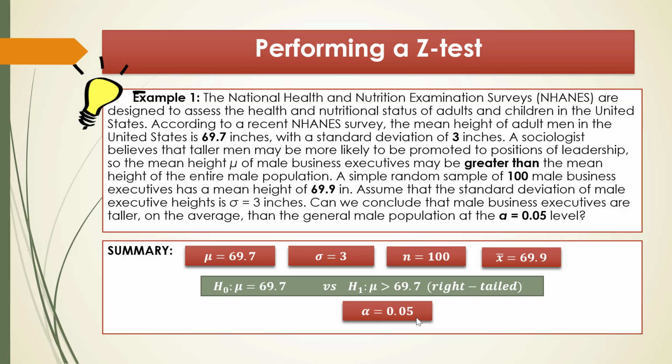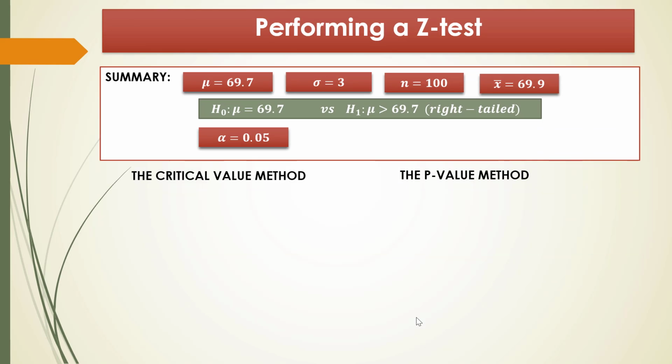Now we have all the numbers set up, so let's perform the test. No matter which method you use, you have to compute the test statistic, and the test statistic here is z equal to x bar minus mu over sigma over square root of n, which is 0.67. So we have finished the first three steps. The first step is to state the null hypothesis. The second step is to choose the alpha level, and the third step is to compute the test statistic.